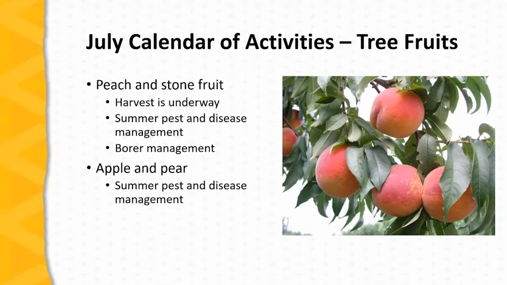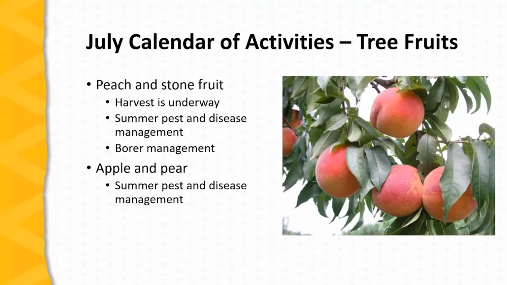This year, the peach harvest will be less than in an average year. There was substantial damage in many orchards from spring frosts. Summer pest and disease management is very important during this period of time. As just discussed, brown rot is an issue now, and there are a number of insect pests where cover spray management is very important. This is also a time to look towards borer management, particularly peach tree borer management.